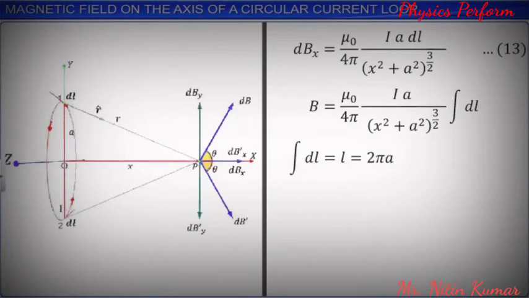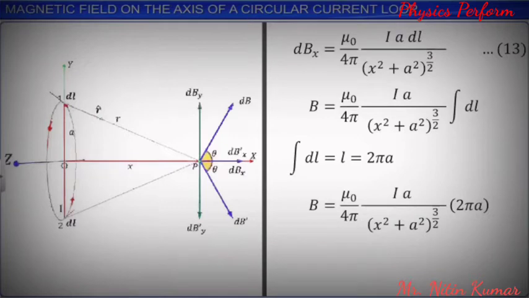Therefore, on simplification, we get the net magnetic induction on the axis of a current-carrying circular loop at a distance x from the center of the loop as B is equal to mu naught I A square by 2 into x square plus A square power 3 by 2. Let this be equation 14. And the direction of the field at P is along the x-axis.